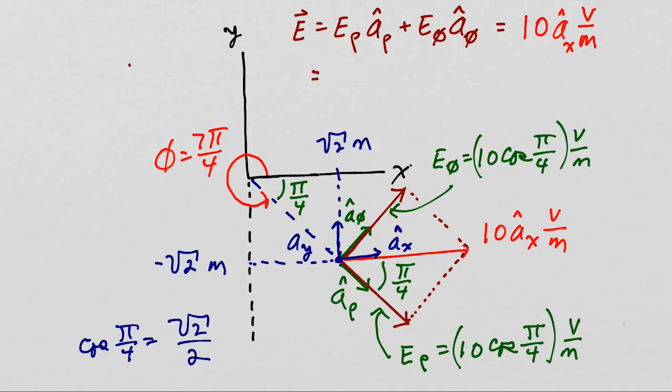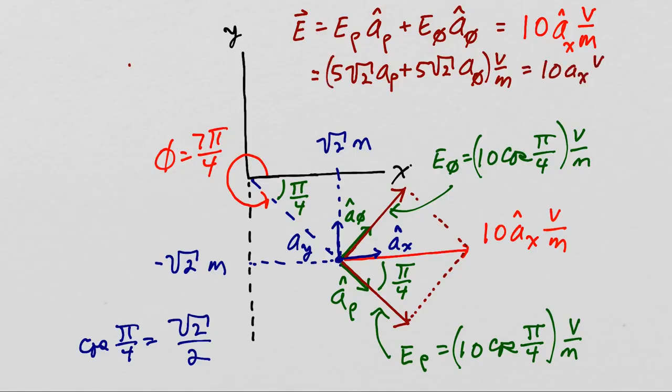So the electric field intensity is 5 root 2 in the rho direction plus 5 root 2 in the phi direction volts per meter, and it's also equal to 10 volts per meter in the x direction.